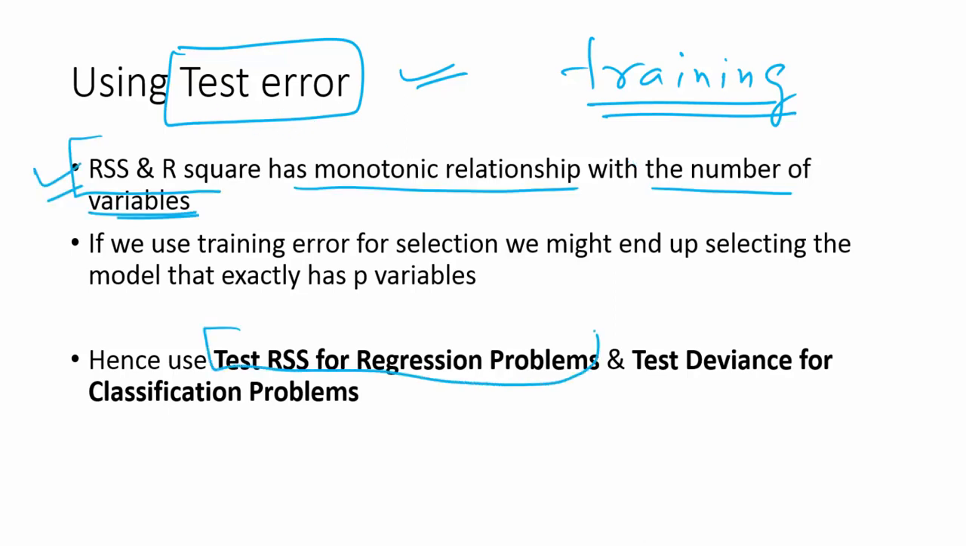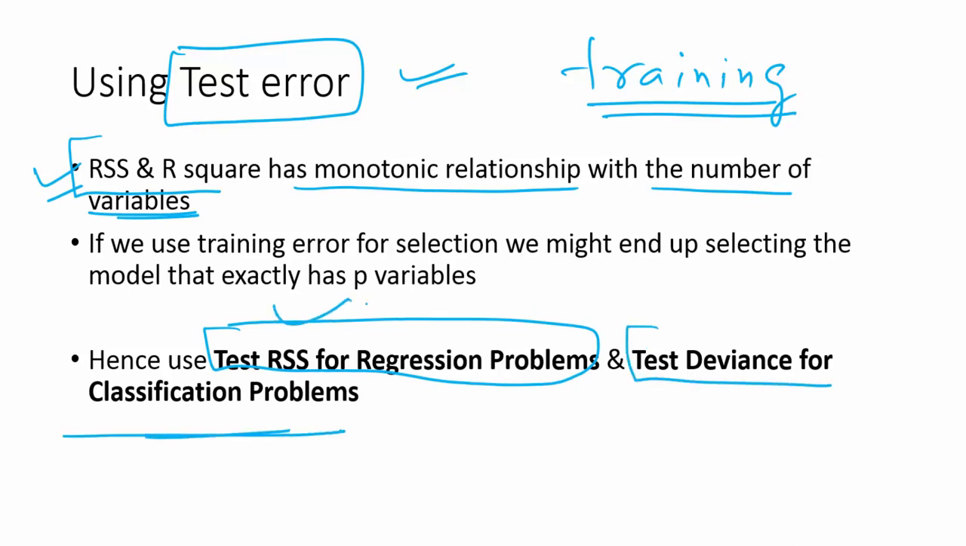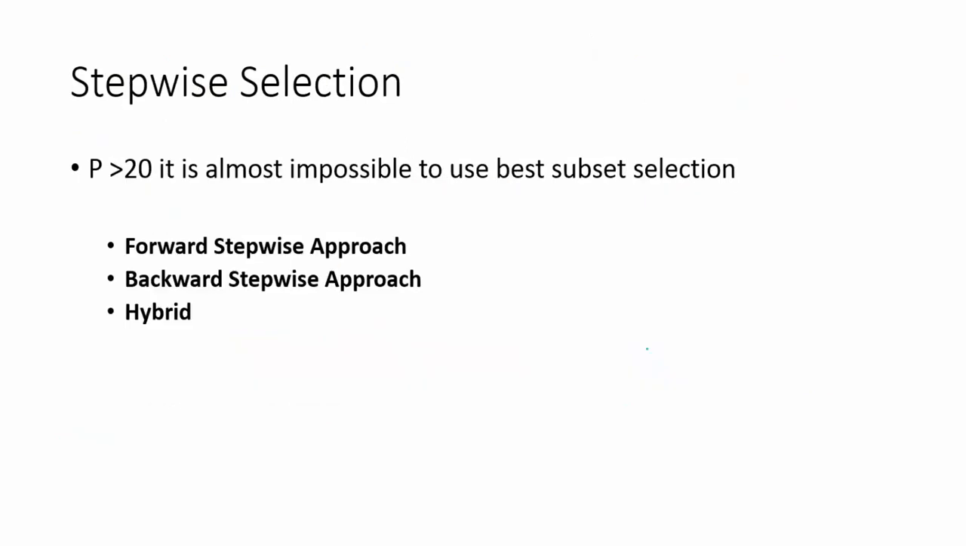Test RSS for regression problems and test deviance for classification problems, depending on what type of problem you're dealing with. What's the problem with subset selection?